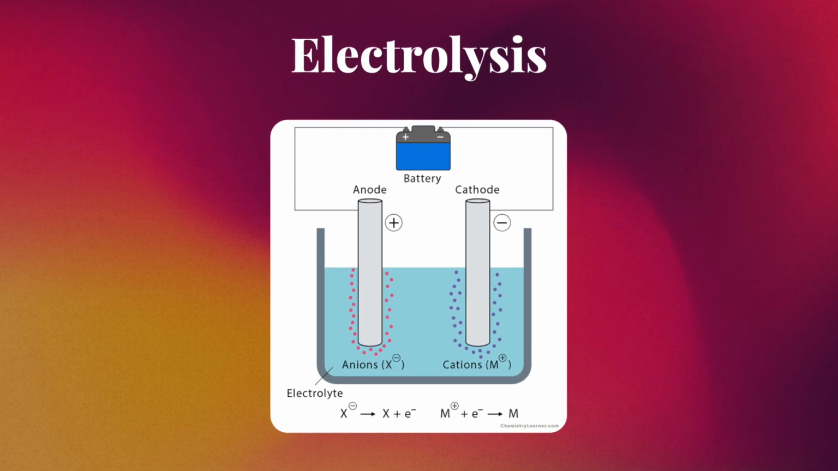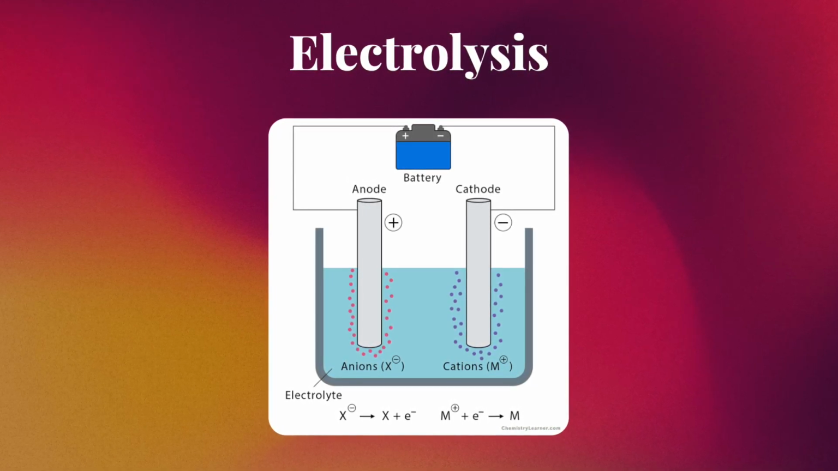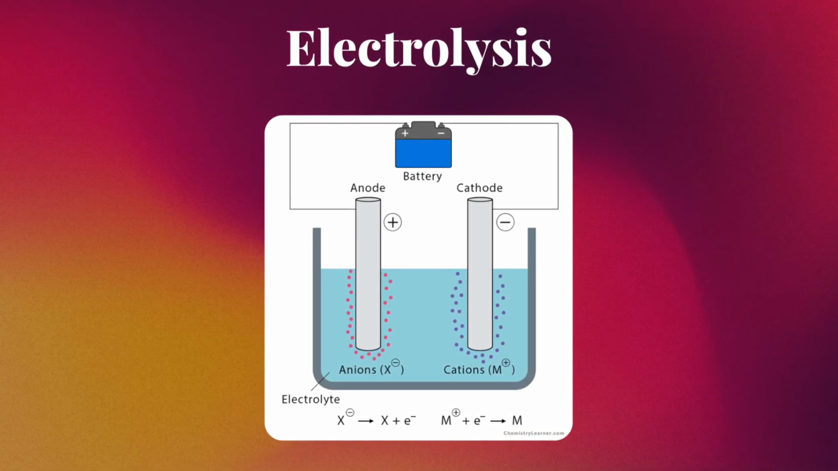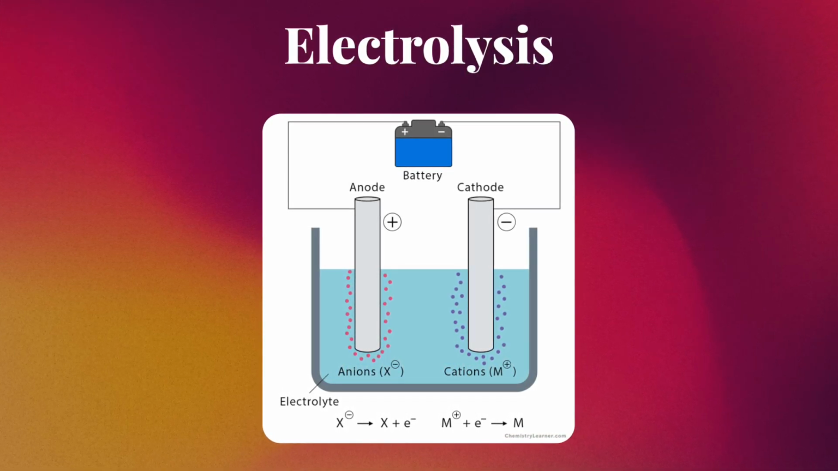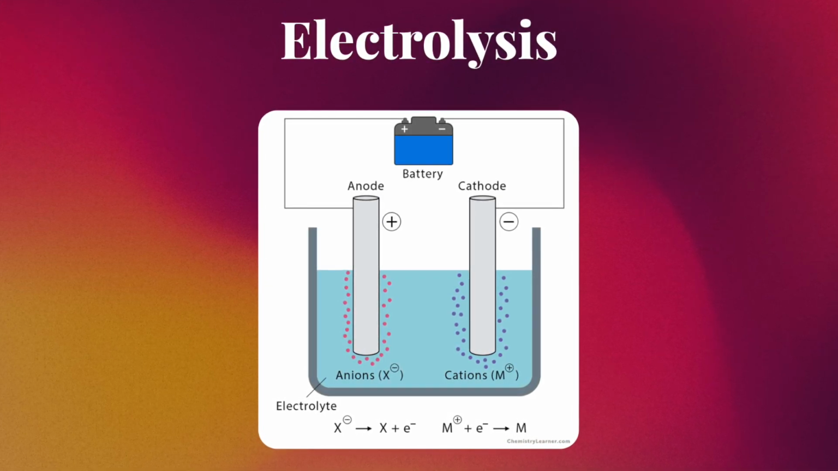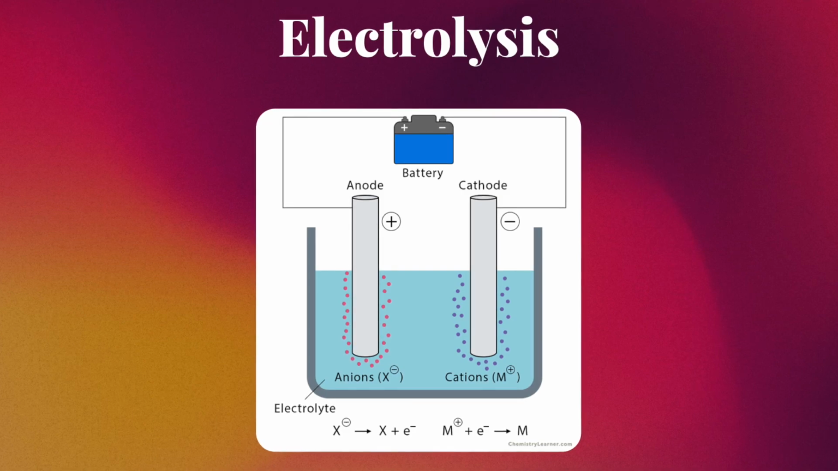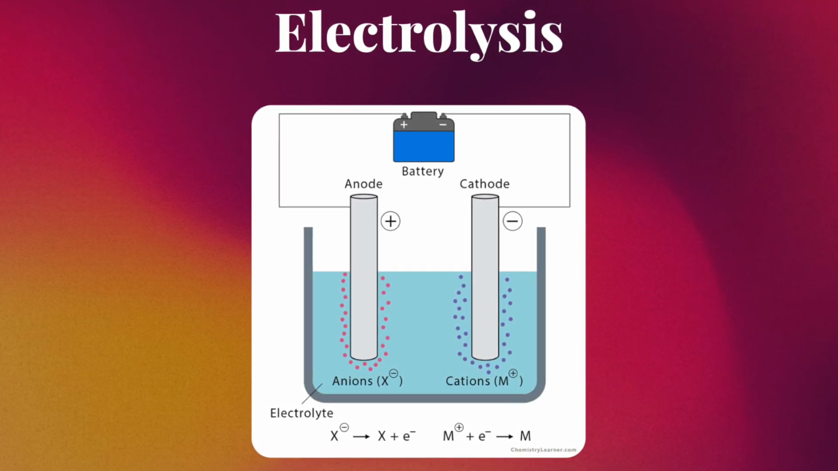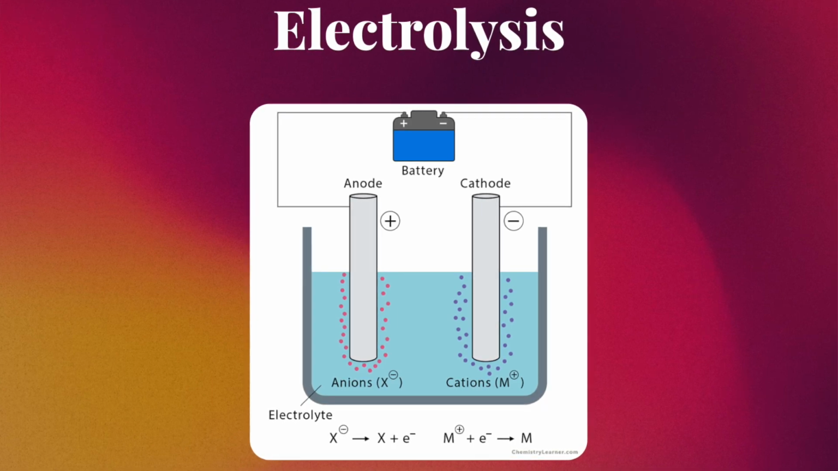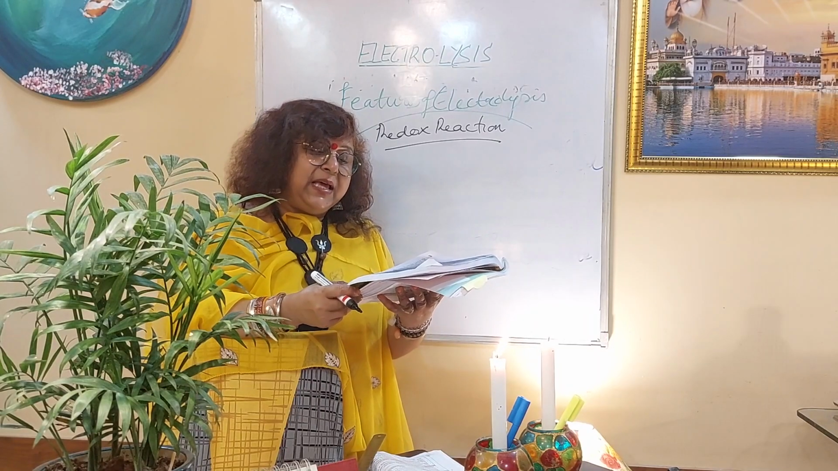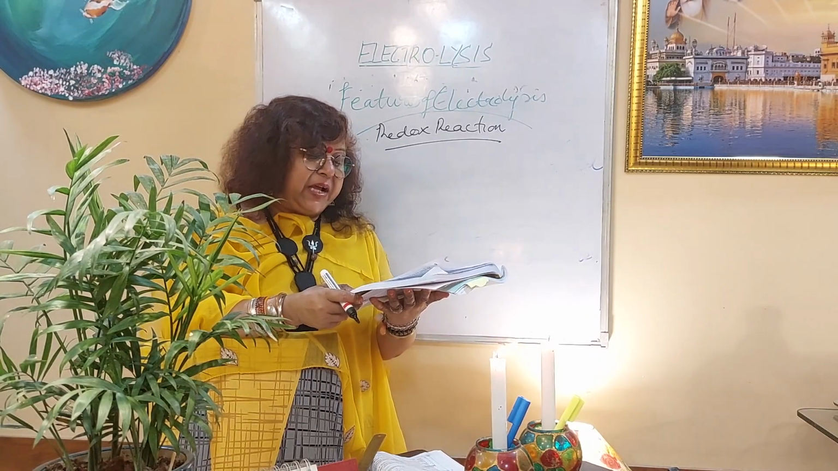And what is happening at anode? The electrons are going away. The anions are donating their excess electrons at the anode. Donating, they get oxidized. And at cathode, they are gaining, so they are getting reduced. So both of them take place together. So the first feature of electrolysis is that the process is based on the redox reaction.